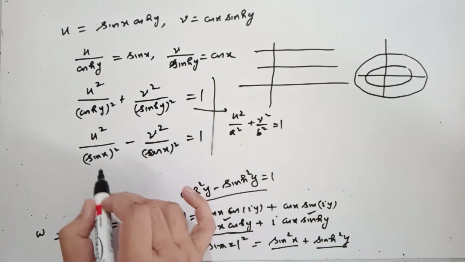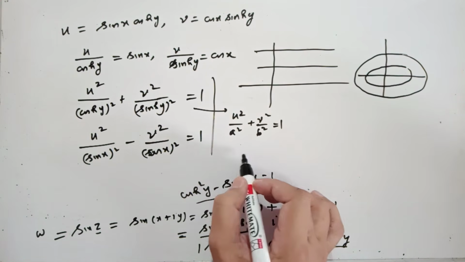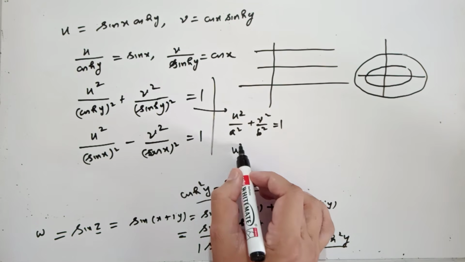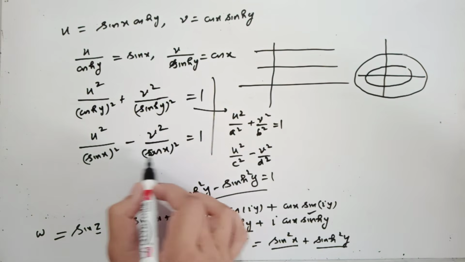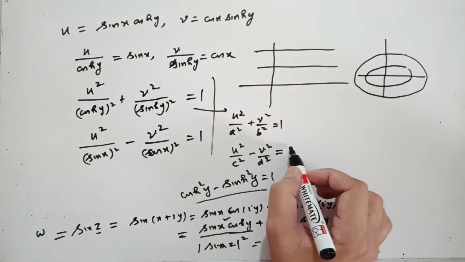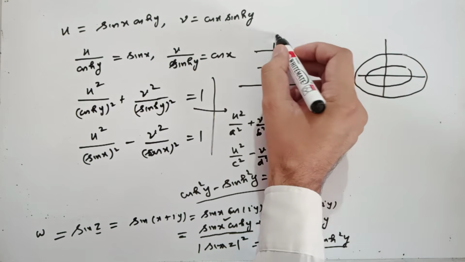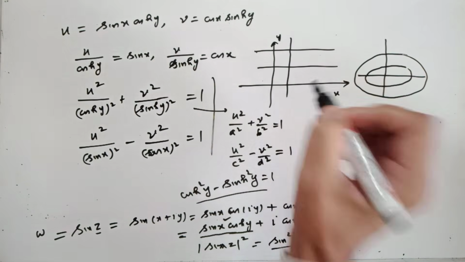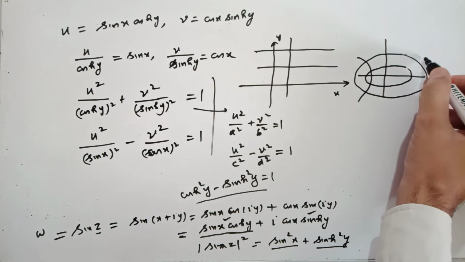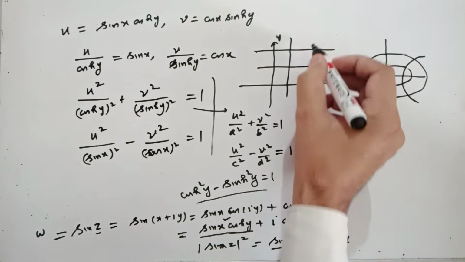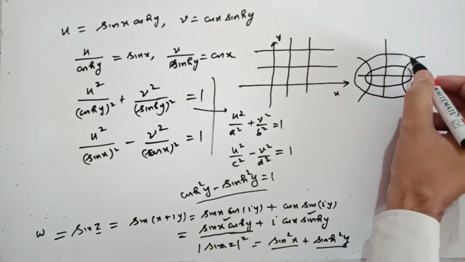Now, what if x is constant? If x is constant, then we get something like u square over c square minus v square over d square, provided these are non-zero, equal to 1. What is it geometrically? X equal to constant in the xy plane, you understand, is a line parallel to the y-axis, but here it is a hyperbola, like this. If I choose another line parallel to the y-axis, x constant, then I get another hyperbola.